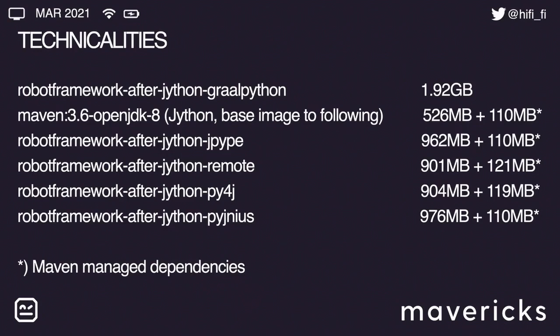Then just technicalities related to the sizes of the images. GraalPython is in its own league, almost a 2 GB image. Then the base image, which is used to run Jython, is about 500 megabytes plus 120 megabytes of Maven downloaded dependencies. And then the rest are in quite the same league because they all require some OS-level dependency to be installed, like compile tools.